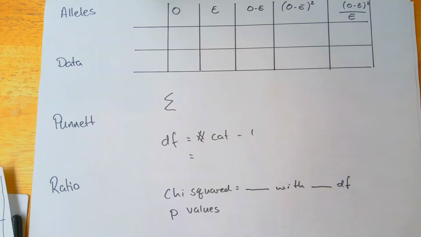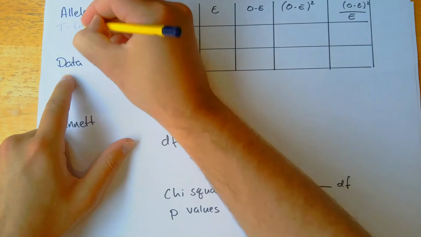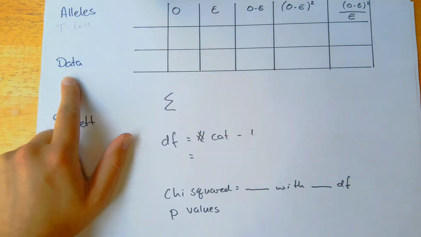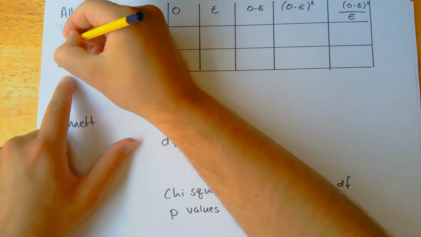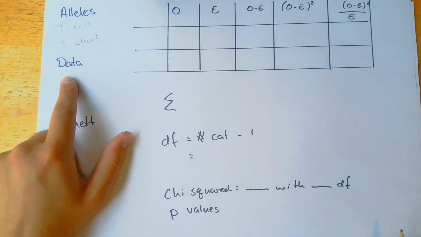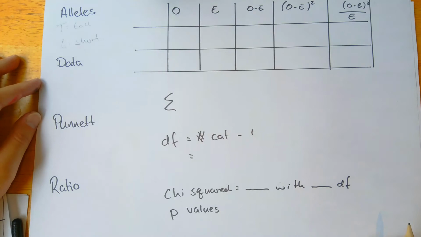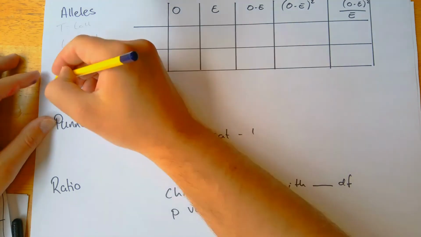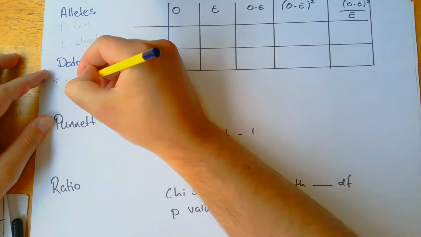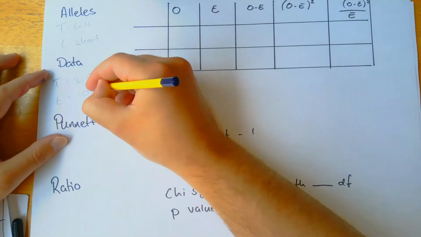Character for stem height in pea plants is a dominant allele giving tall stems. So that gives me my first allele. I'll give capital T as tall stems, and a recessive allele for giving short stems, so I'll give a small t as short. In a cross between two heterozygous individuals, 315 tall and 101 short plants were produced. So I'm going to use my data. T tall, I made 315. Little t recessive, short, I had 101.